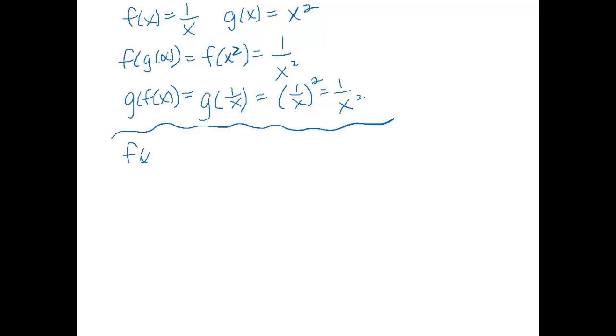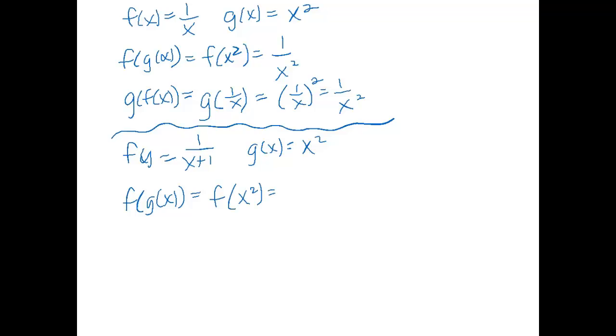How about f of x is 1 over x plus 1, and g of x is x squared. Let's try f of g of x. Okay, so that would be f of x squared, which would be 1 over x squared plus 1. All right, look at the resulting function, x squared plus 1. X squared will always be a positive number. We're always adding 1 to it, so the denominator can never equal 0. I don't see any restrictions on the resulting function.